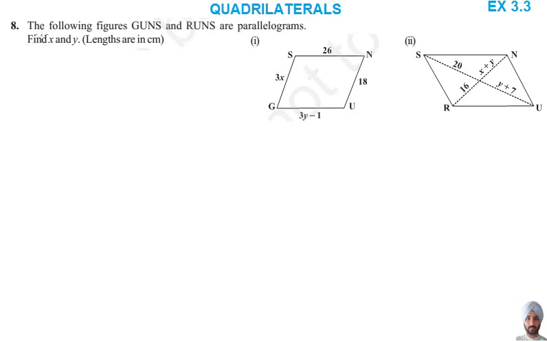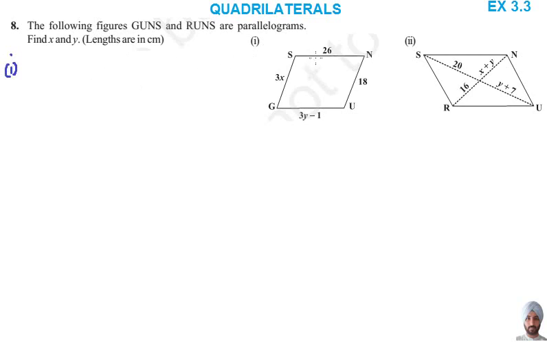So in question number 8, we have been given these two figures. The following figures, GUNS and RUNS. So this is DUNS and this is RUNS. These are the parallelograms. We have to find X and Y, here X and Y, and the lengths are given in centimeters. So let us start with part 1. So first part.